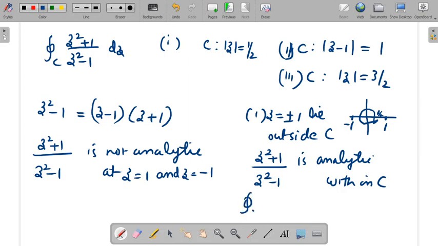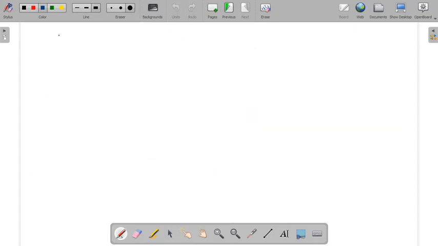അനലിറ്റിക് ആണെന്ന് വെച്ച് കഴിഞ്ഞാൽ നമുക്ക് Cauchy's integral theorem അപ്ലൈ ചെയ്യാം. So as this function is analytic within C, you may write the integral of z square plus 1 by z square minus 1 dz will be equal to 0. Now for the same function, we take a different contour, mod z minus 1 equal to 1. So now what we have is a circle whose center is 1 and radius is also 1. So it will touch the origin, it will be a circle like this. So this is our C.